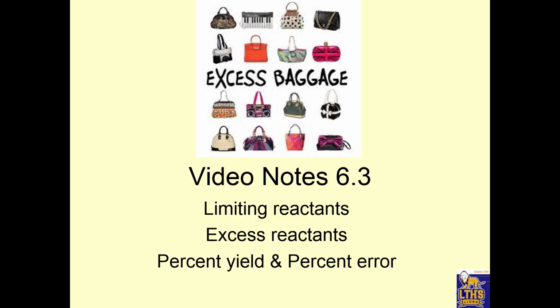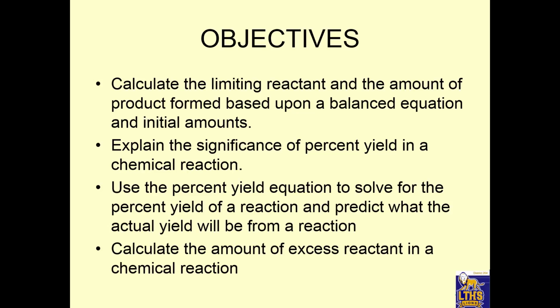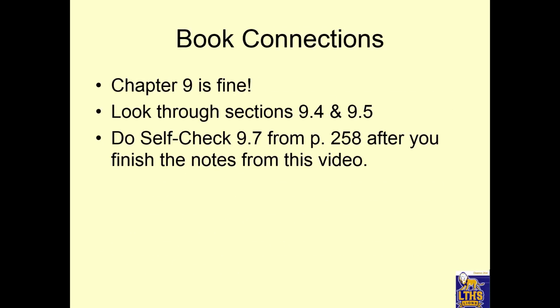Hey everybody, welcome to video note 6.3. Three main topics: limiting reactants, excess reactants, and percent yield. Here are the objectives that we're going to cover in this video. Please read chapter 9 in the book and look through sections 4 and 5. And after you're done with the video notes, try self-check problem 9.7 from page 258.